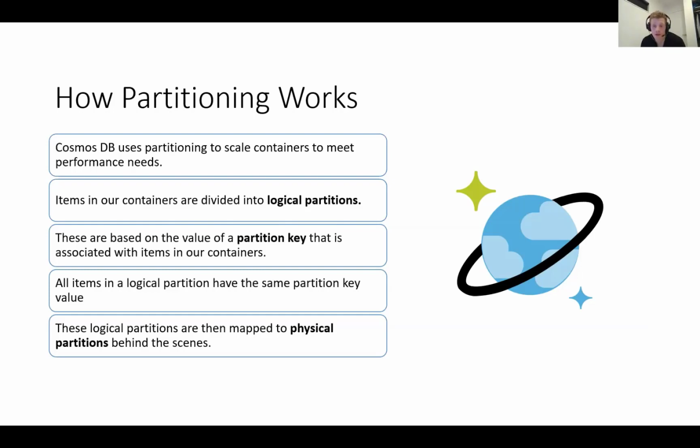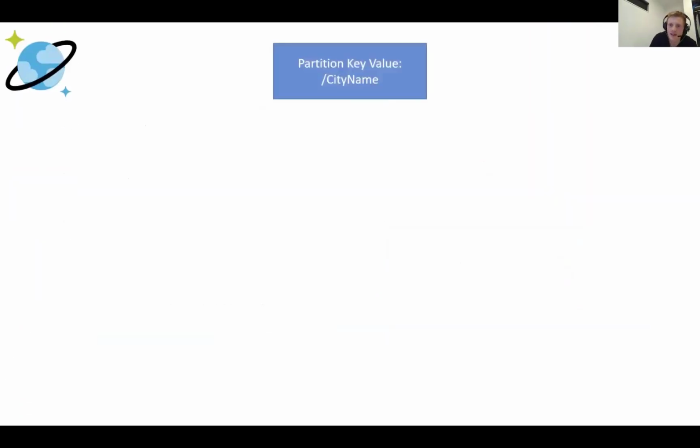And these logical partitions will be mapped to something called physical partitions. Essentially, physical partitions are the internal implementation of the partitioning system in Cosmos DB, and that's managed completely by Cosmos DB itself. So you don't manage the physical partitions, you just manage the logical partitions. And essentially they're just a fixed amount of reserved backing storage and compute. And it's probably best to actually explain this with an example.